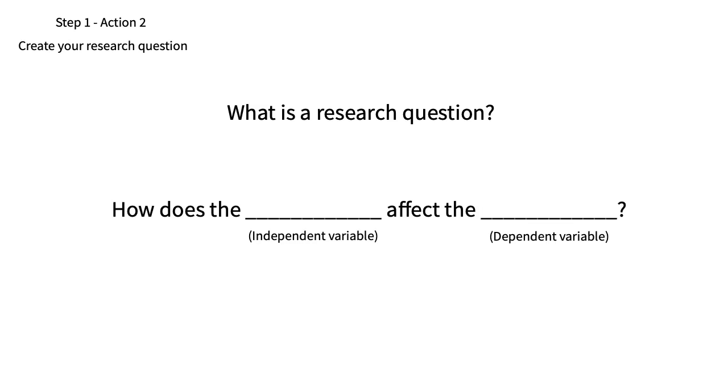The research question simply asks, how does the independent variable affect the dependent variable? The independent variable is what you change, and the dependent variable is what you measure in your experiment.